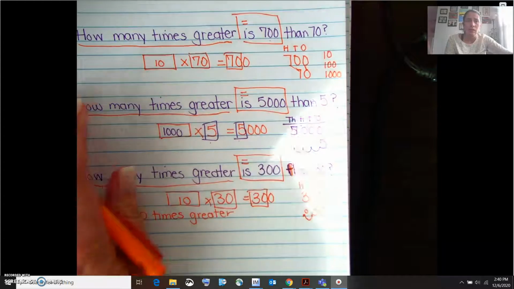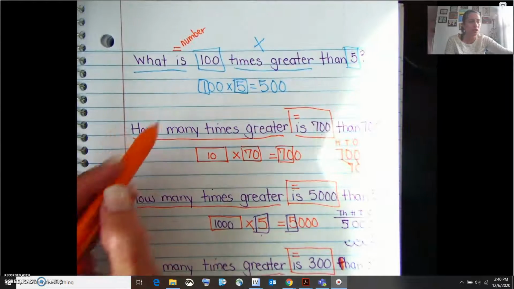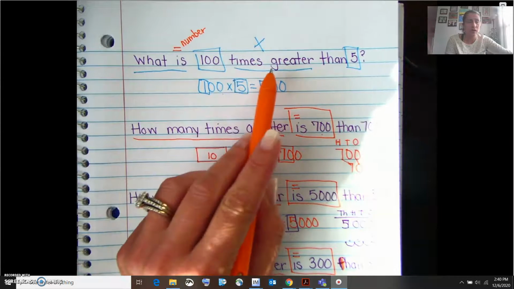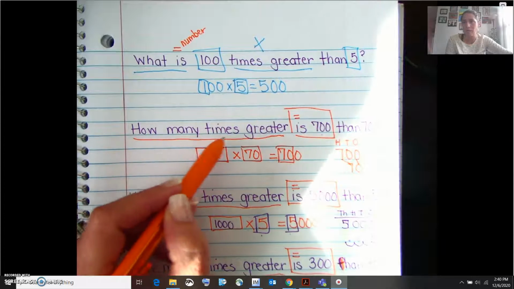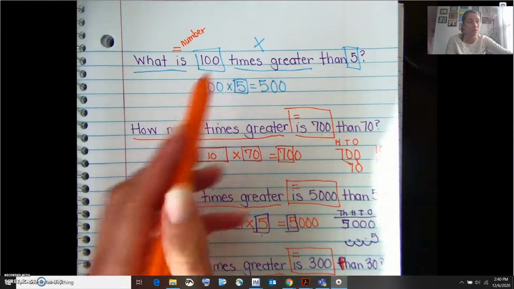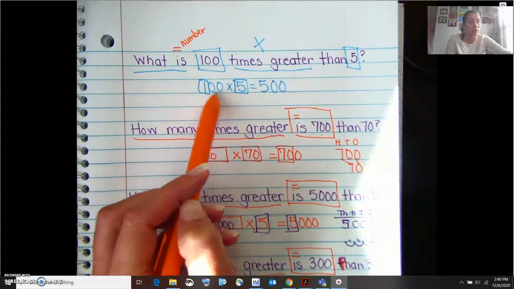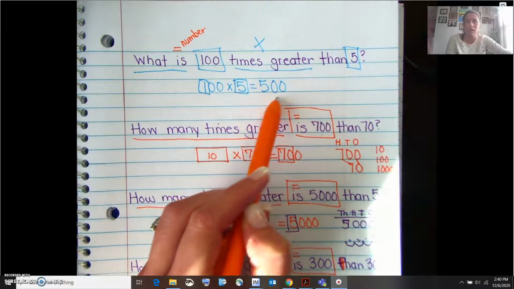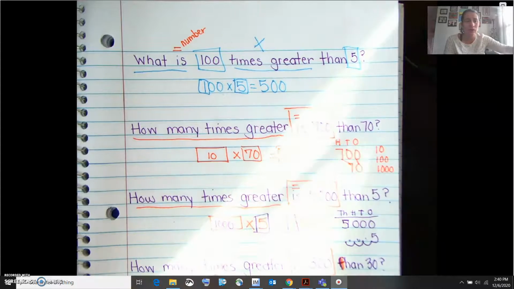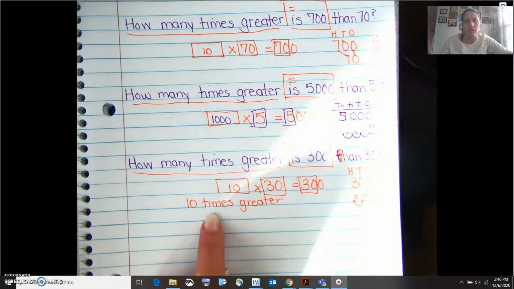So it just tells us, using our place value, how much bigger the number is going to be. And the trick is recognizing the difference between the two questions. What is 100 times greater than, and how many times greater? The how many times greater is the one where you have to figure it out. This one, you're moving it over. We took that 5, we did the 0, we moved it over twice, we've got 500. This one is going backwards, so this one's a little bit harder. So we'll be practicing those today and going over our tests that we did.